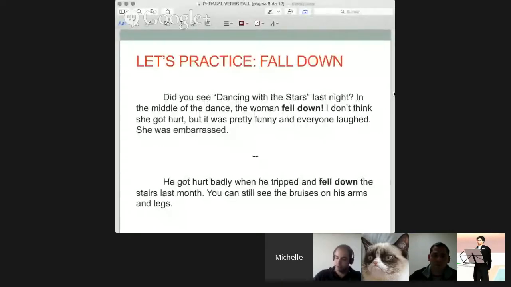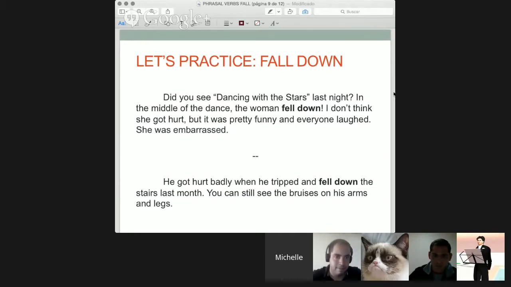Anatoly, could you read the first paragraph? Did you see Dancing with the Stars last night? In the middle of the dance, the woman fell down. I don't think she got hurt, but it was pretty funny and everyone laughed. She was embarrassed. Good. So how would you explain fall down in this example? I think we can explain using literal meaning. She couldn't stand on her legs. Exactly. She fell down. She fell on the floor.